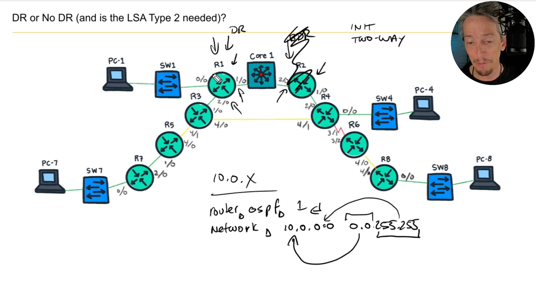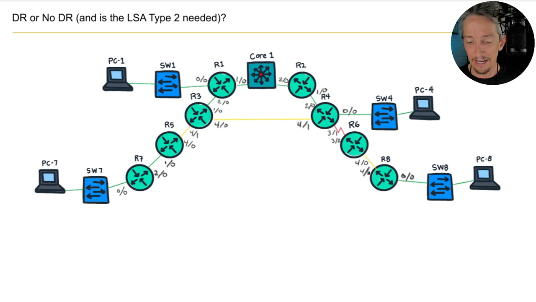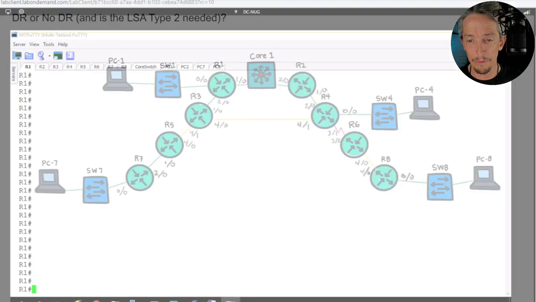So I propose that we do exactly that here on R1. We'll just go ahead and bring it in, and that will enable OSPF on those interfaces, and then we'll take it from there. So let me go ahead and clear that off. Let me see if I have a lab that will cooperate with me. I think I do.